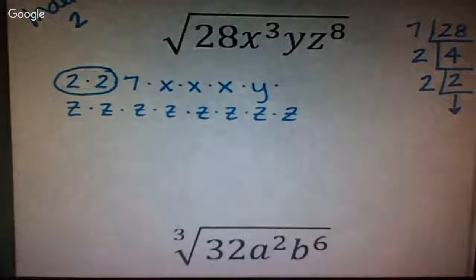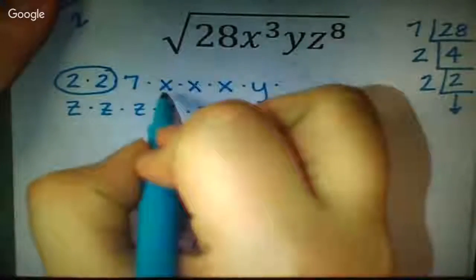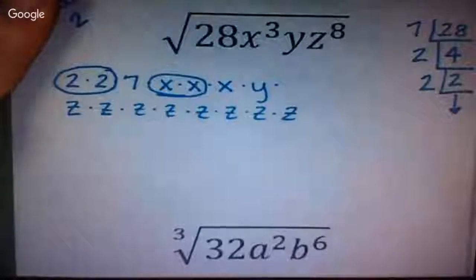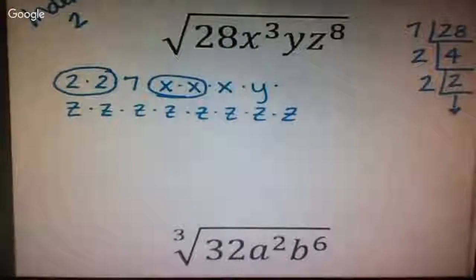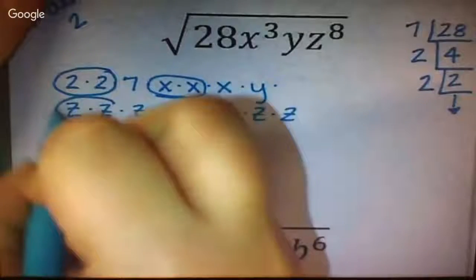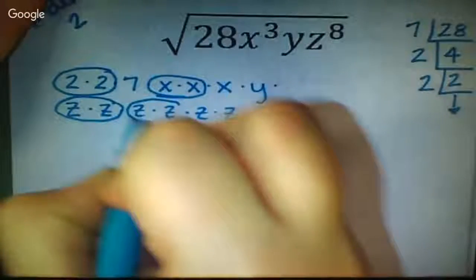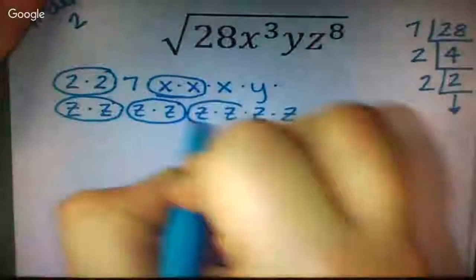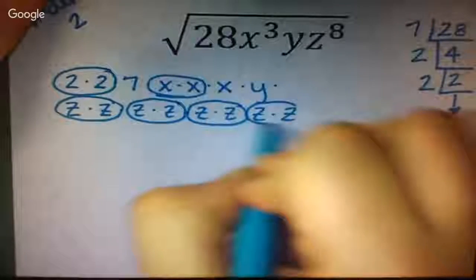I've got 3 x's. Well, I can only circle 2 of them. I have to circle in 2's. So the other x is left alone. I only have 1 y, so we leave it. My z's, I've got 1, 2, 3, 4.